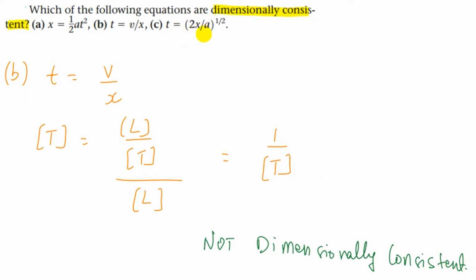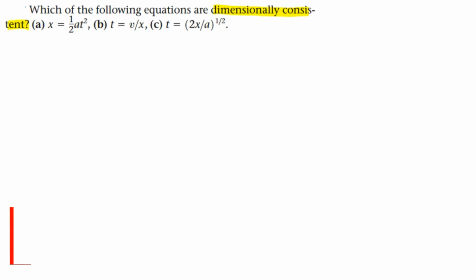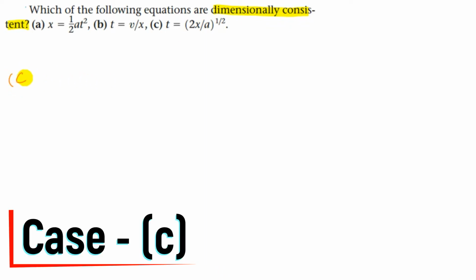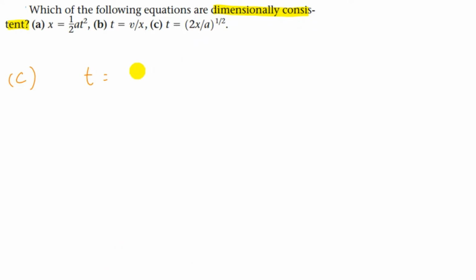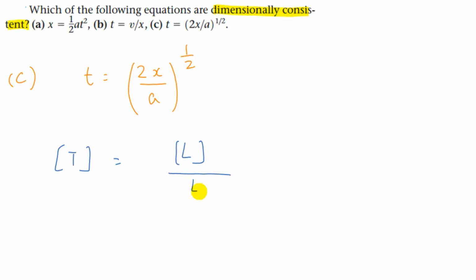Now next we're going to discuss the third equation. The third equation we have is t equals 2x divided by a to the power 1 over 2. Now let's see its dimension. Now the dimension of time is t equals, now 2 doesn't have any dimension, so leave it. Now x is distance, so distance is length, divided by, now the dimension for a, that is acceleration, is length over t square, and this is whole to the power 1 over 2.